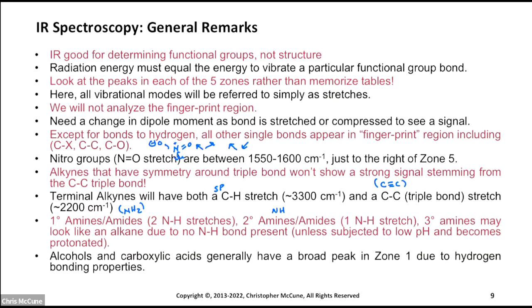Tertiary amines don't have any hydrogens on the nitrogen. And unless they are protonated under, say, low pH conditions, you wouldn't normally see a tertiary amine. You might be tricked into thinking it's an alkane or some sort of an alkyl group. At low pH, if you could measure the IR, then maybe you'd see an NH stretch at that point. So alcohols and carboxylic acids, these generally have a broad peak in zone 1, and the broadness comes from the hydrogen bonding properties of alcohols and also carboxylic acids.